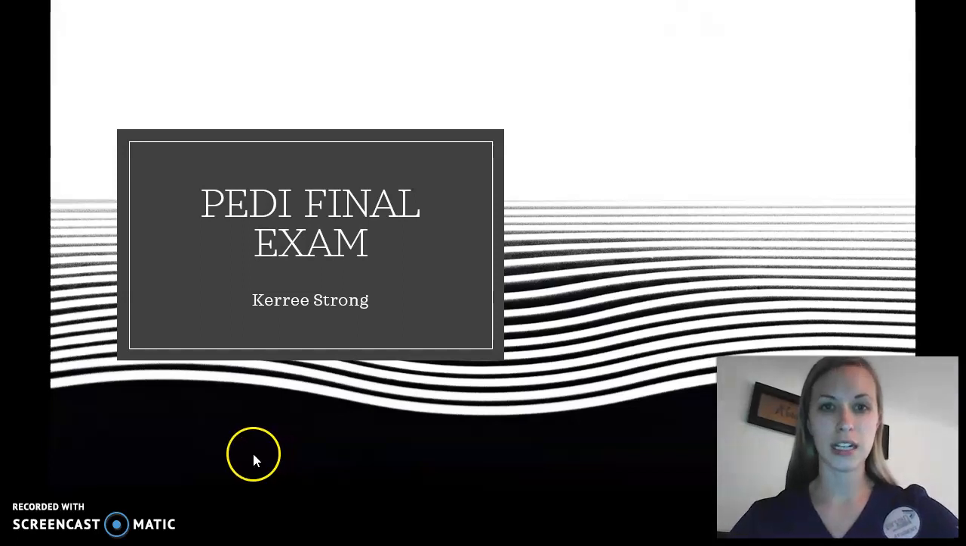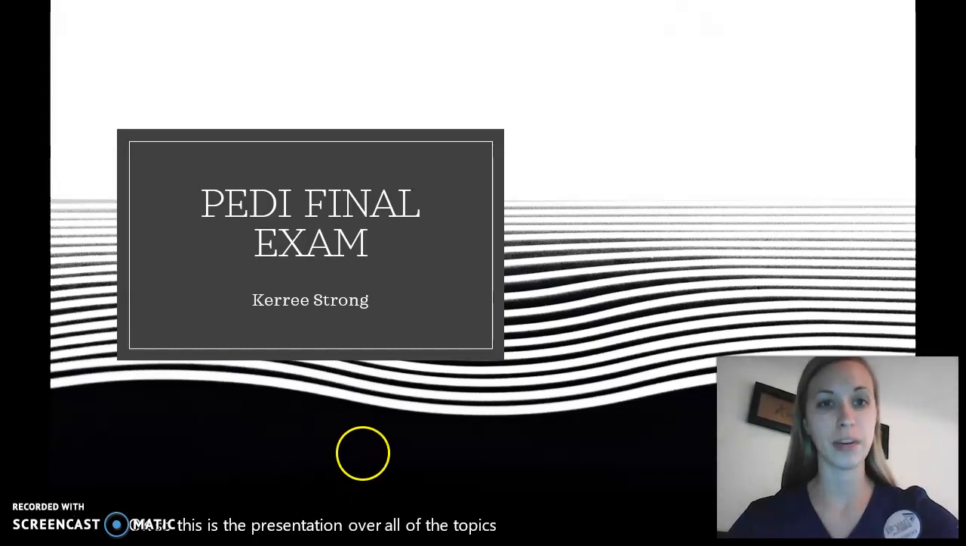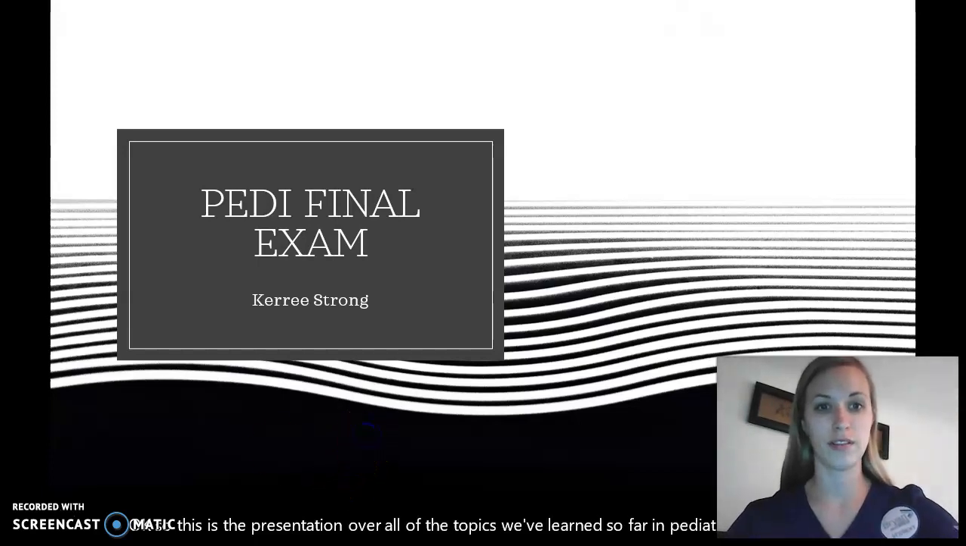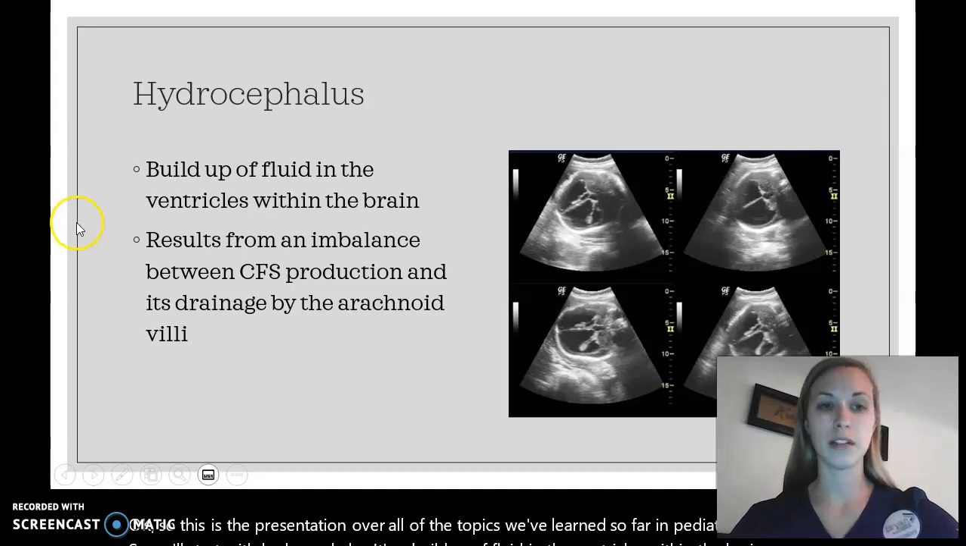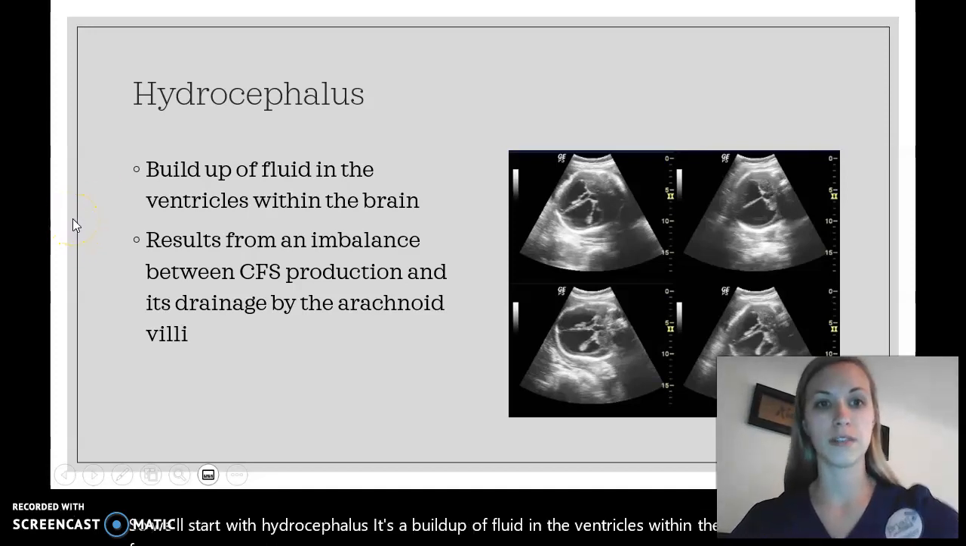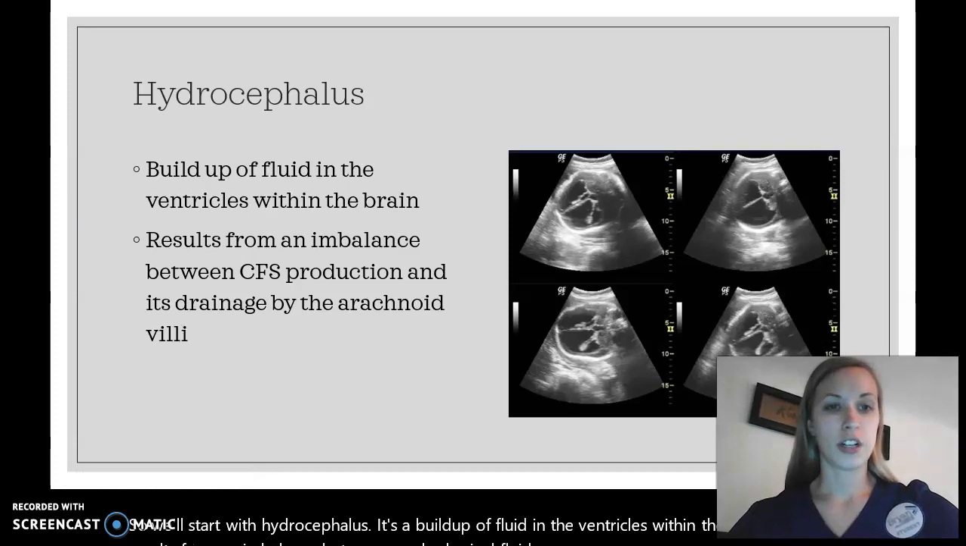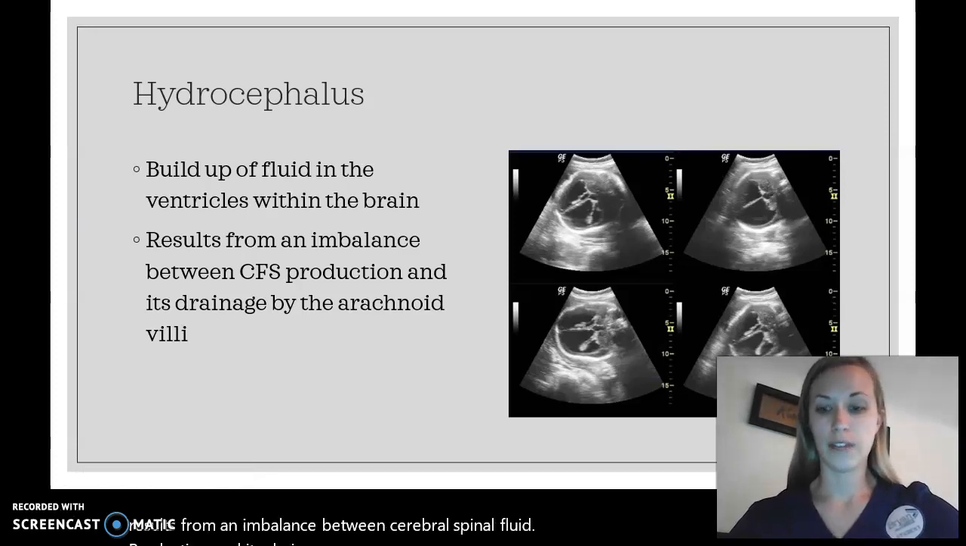Okay, so this is the presentation over all of the topics we've learned so far in pediatric sonography. So we'll start with hydrocephalus. It's a buildup of fluid in the ventricles within the brain. It results from an imbalance between cerebral spinal fluid production and its drainage by the arachnoid villi.